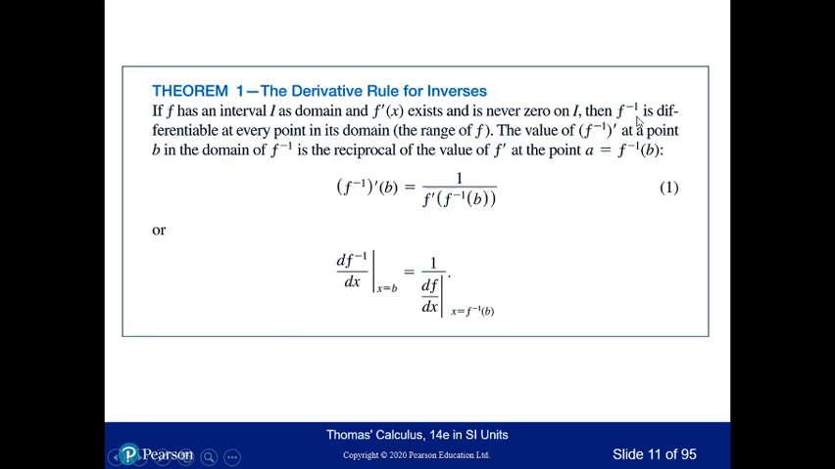Then f inverse is differentiable at every point in its domain, which is the range of f. The value of the derivative of f inverse at a point b in the domain of f inverse is the reciprocal of the value of f prime at the point a, which is the inverse of b. Okay? Or in short, you can say it like this. The derivative of the inverse at x equal to b is equal to 1 over the derivative of f at the inverse of f at b. Okay? That's good.